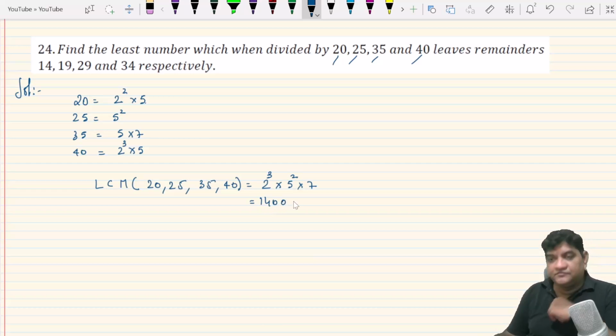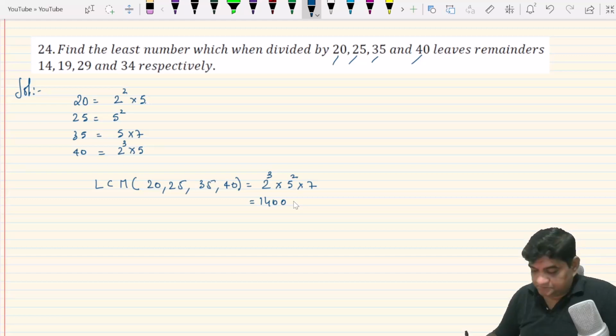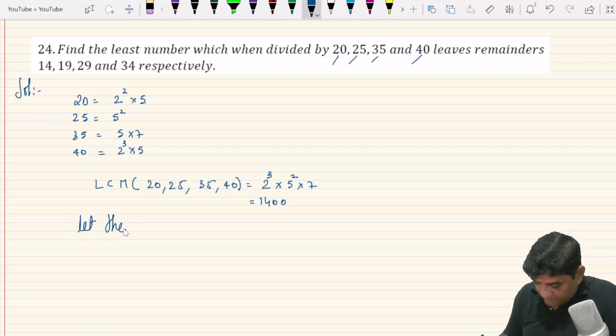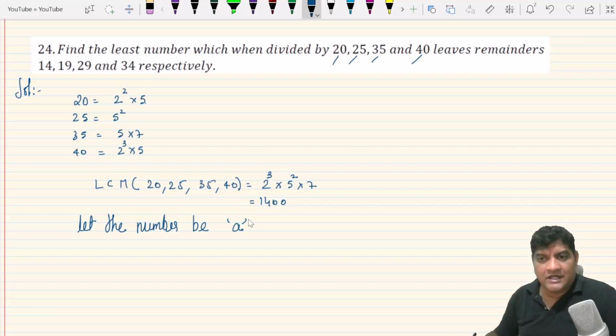1400. So that's going to be the LCM of all of these numbers. Great. So I'm supposed to be finding that number, which, when divided by so and so, leaves a remainder of 14, 19, 29 and 34. Let me start by saying, let the number be some A. I don't know what that number is, it's some A.